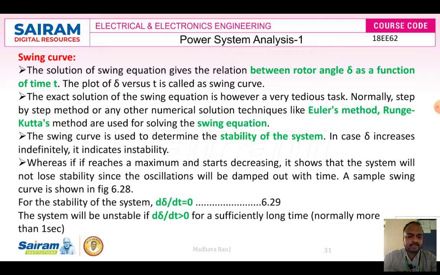Swing curve is a relationship between rotor angle delta as a function of time t. If you plot the graph between rotor angle delta and function of time, it is called swing curve. So, we will get swing curve from the plot between rotor angle delta versus time t.